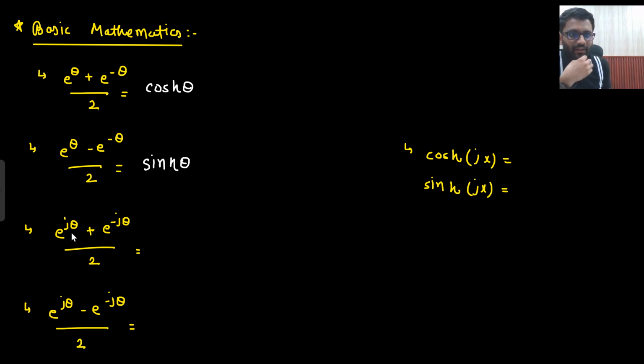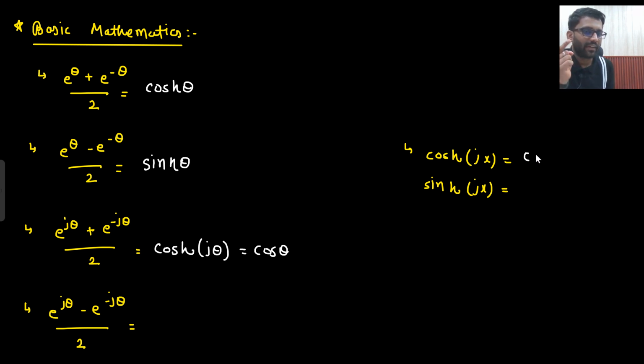Have we studied this function, e to the power j theta plus e to the power minus j theta by 2? Yes, we have studied. What was the answer? Cos theta, right? But if I solve by hyperbolic function, what would I do? Cos hyperbolic j theta, right? Because what did I say? e to the power something plus e to the power minus something divided by 2 is equal to cos hyperbolic something. Here something is j theta, so cos hyperbolic j theta, and this answer I already know is equal to cos theta only. So cos hyperbolic jx, if written, the answer will be cos x. This will be highly used.